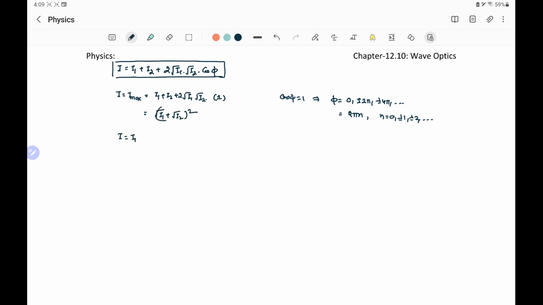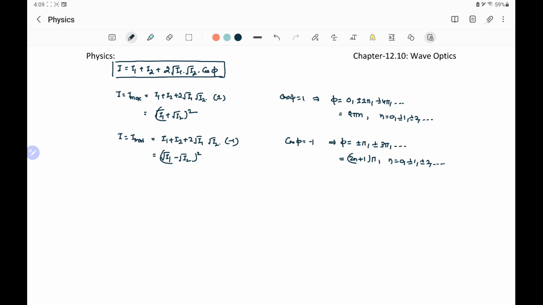Similarly, intensity will be minimum and it will be equal to I1 plus I2 plus 2 root I1 into root I2, and minimum value of cos phi, that is minus 1. So it will be equal to (root I1 minus root I2) whole square, and it happens when cos phi is equal to minus 1. This implies that phi is equal to plus minus pi, plus minus 3 pi and so on. In short, we can write it as (2n plus 1) pi, where n is equal to 0, plus minus 1, plus minus 2, and so on.